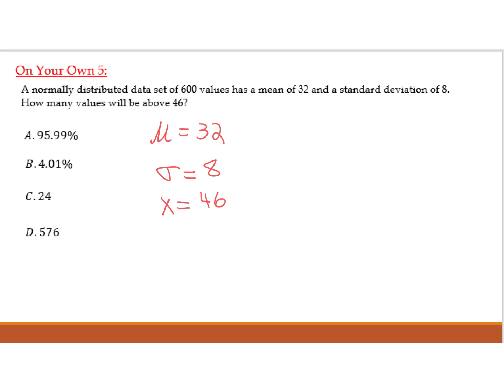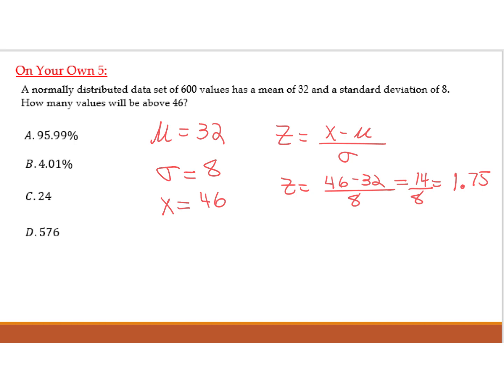All right, on this example, a normally distributed data set of 600 values has a mean of 32, standard deviation of 8, and we want to know how many values will be above 46. So the first thing that I'm going to do is find my z-score. To do that, I'm going to plug into my formula. I have 46 minus the mean, 32, divided by the standard deviation, which is 8. That's going to give me 14 divided by 8.